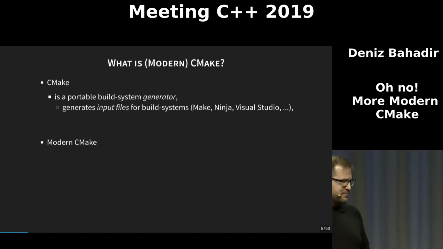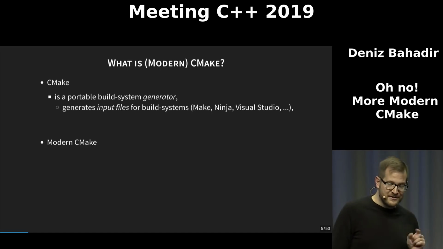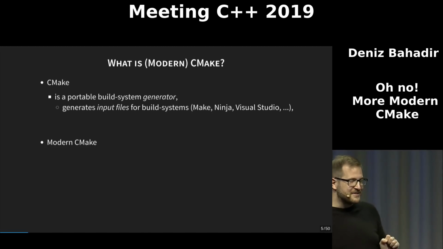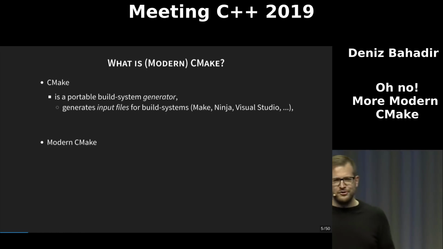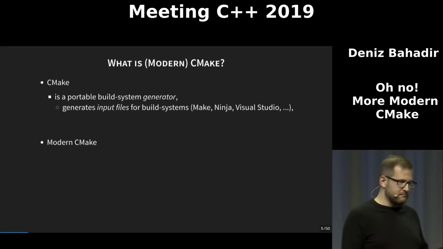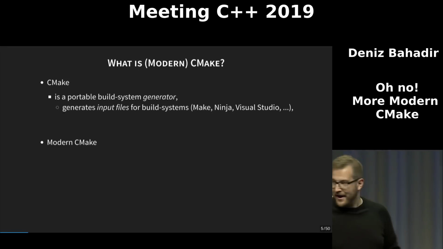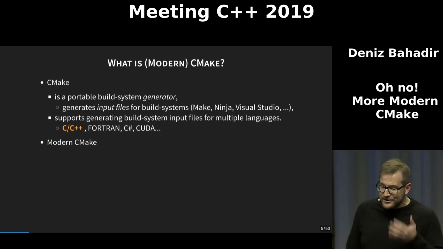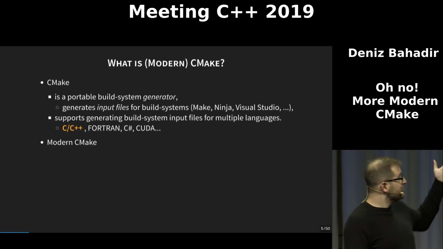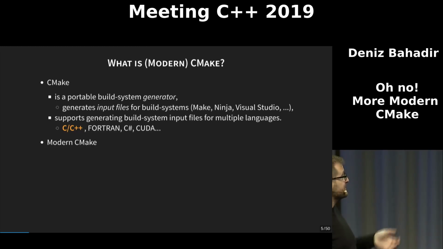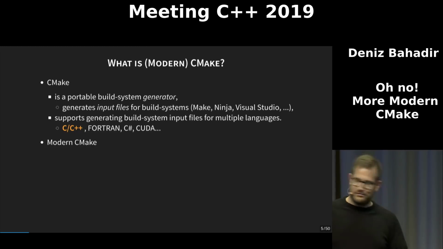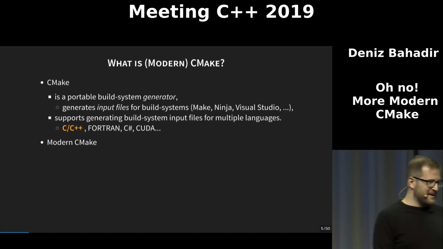CMake itself is a portable build system generator. The emphasis is on generator. It's not a build system because it generates the input files for other build systems like Make, Ninja, or Visual Studio, or whatever you want to use and which CMake hopefully supports. And it supports several languages, most prominently, of course, C++ and also C, but also some others like Fortran, C#, CUDA, and there are even more. I don't really know what these are all, but it's possible to find it out.